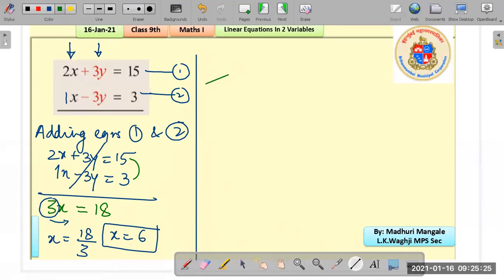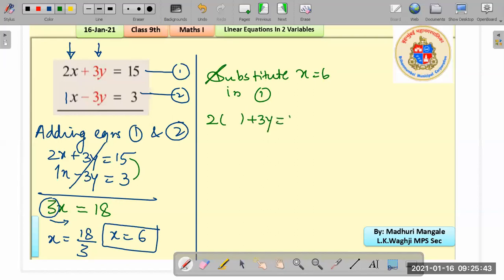What should be the next step? We substitute this value of x in any of the equations. So substitute x equals 6 in any equation. Let's say equation 1: 2x plus 3y equals 15. What is x? x is 6. So if we substitute 6, what do we get? 2 times 6 is 12, plus 3y equals 15. We have solved this. And now get rid of this 12 first.